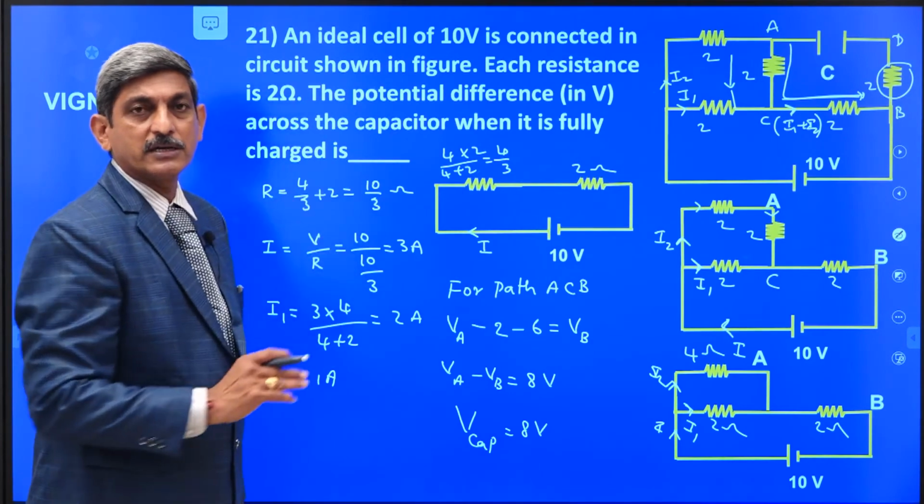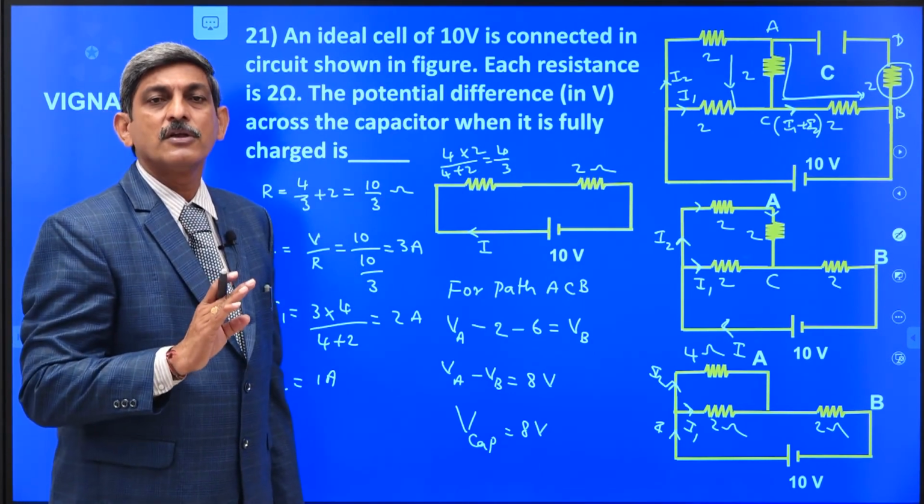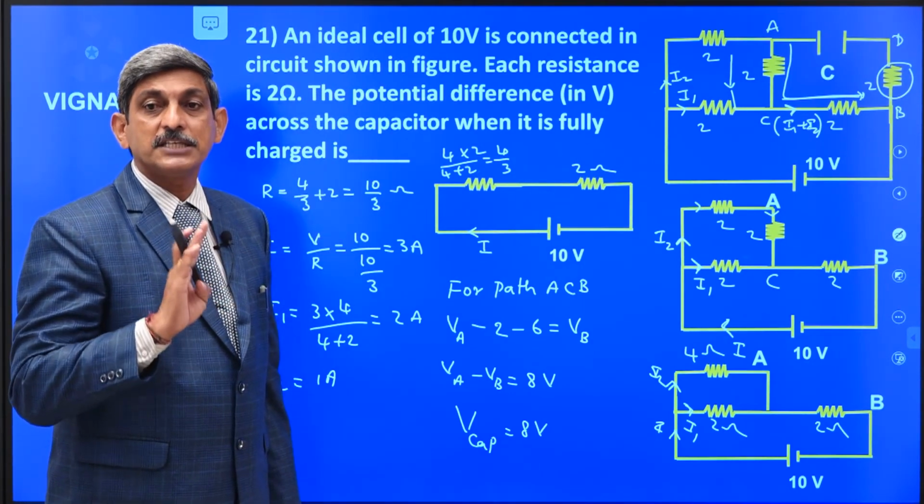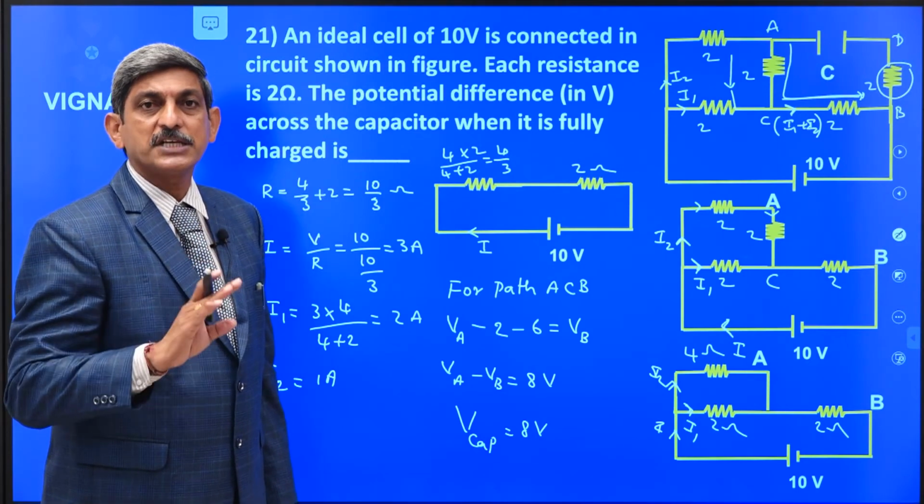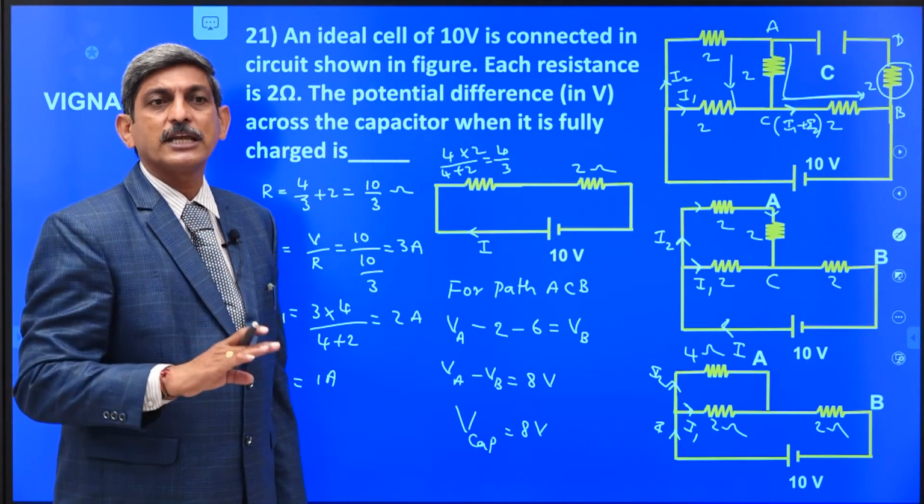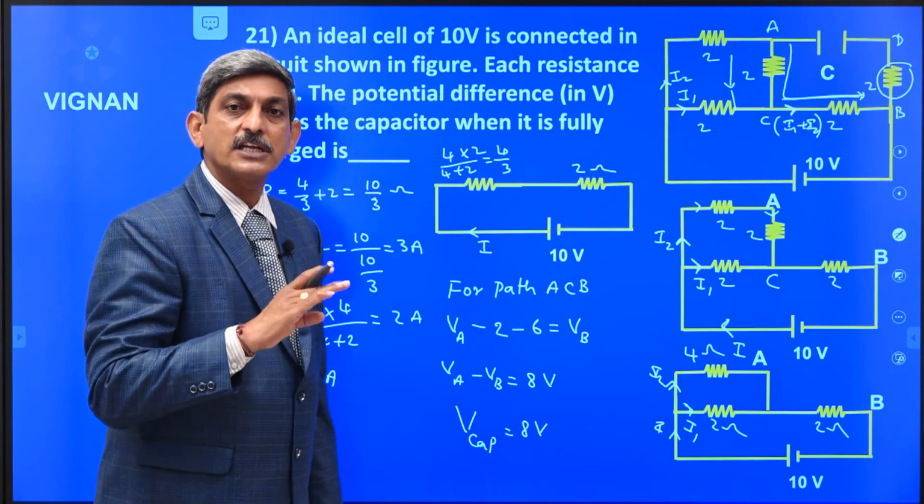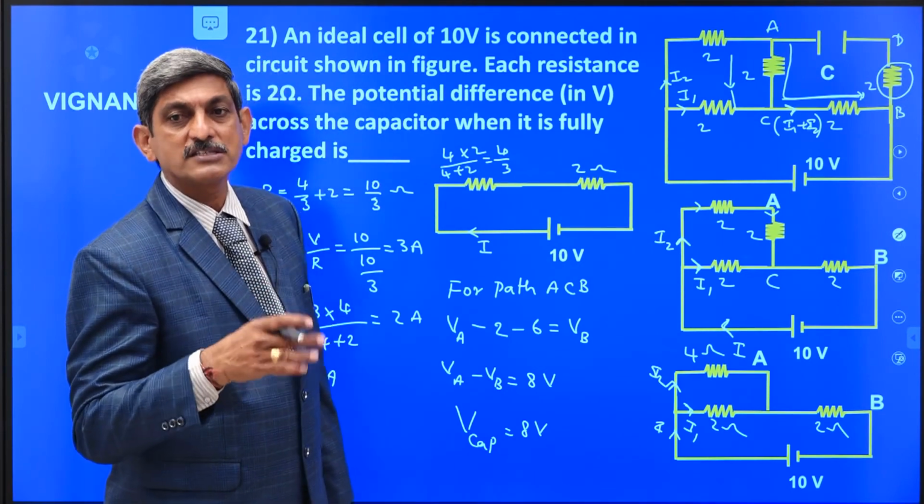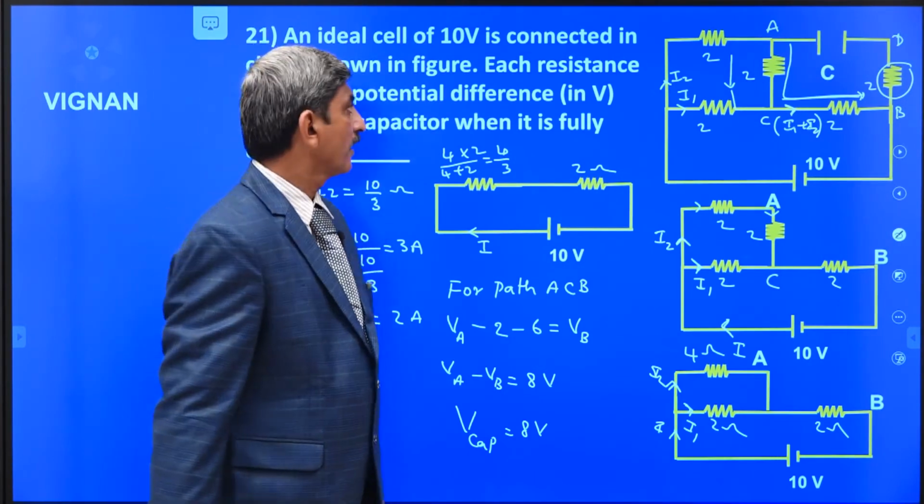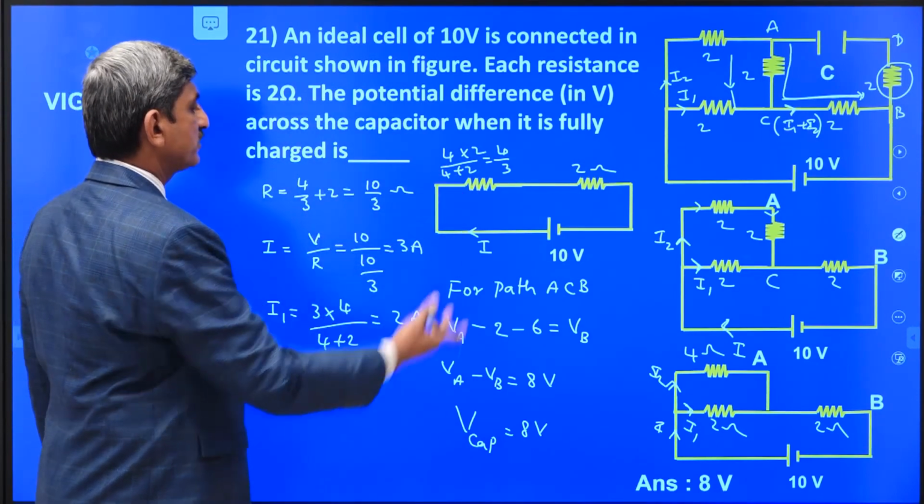Okay, remember, while solving the circuit, whenever there is a capacitor in DC circuits, after fully charging, no current is passing through the capacitor, and that part of the circuit can be removed while solving the problem. Come to the next one.